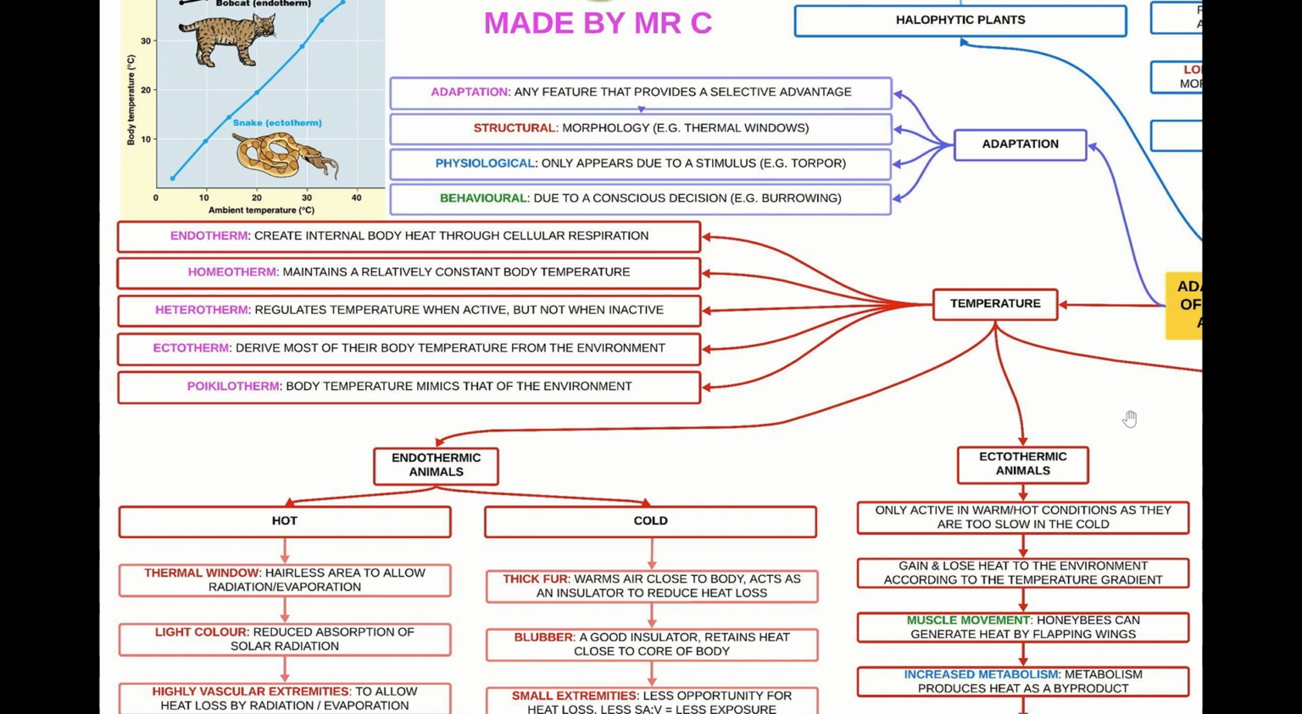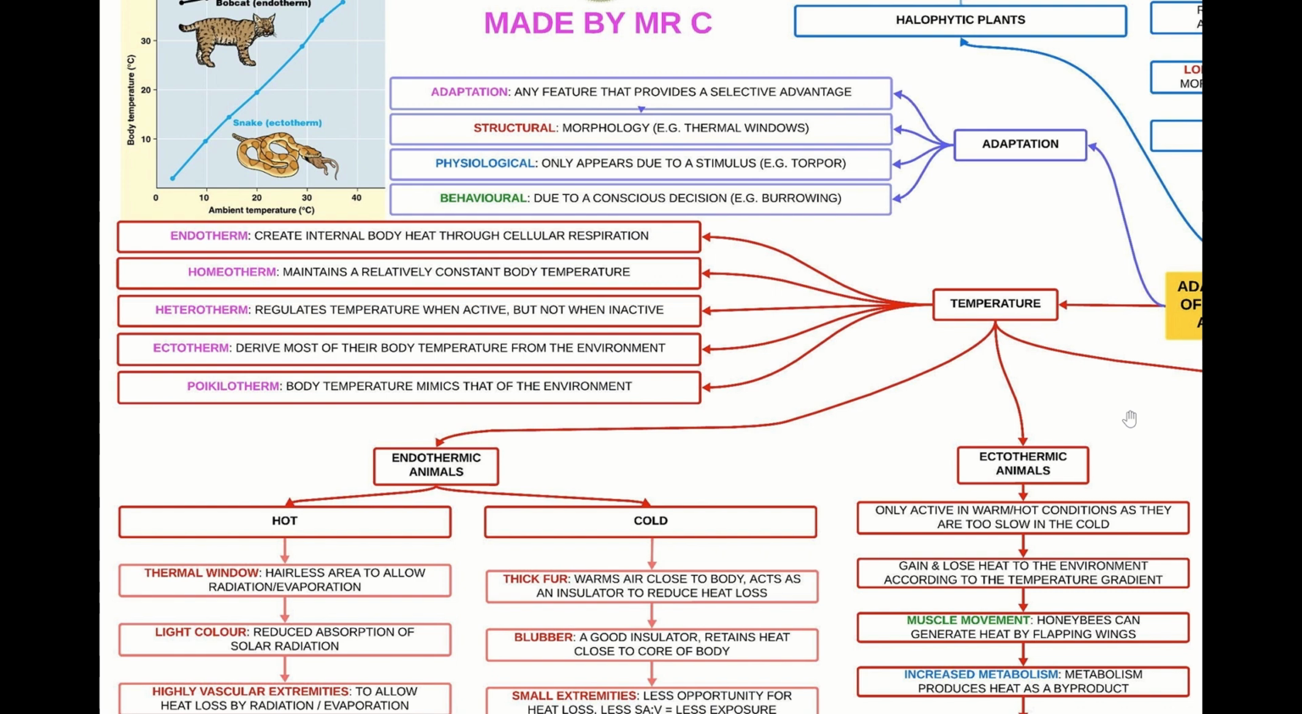There are 5 terms you need to know for thermoregulation. The first is endotherm, which is a creature that creates its internal body heat through cellular respiration. Next is homeotherm, which maintains a relatively constant body temperature. Then we have heterotherms that regulate their temperature when active but not inactive.